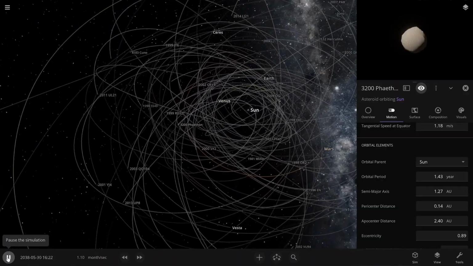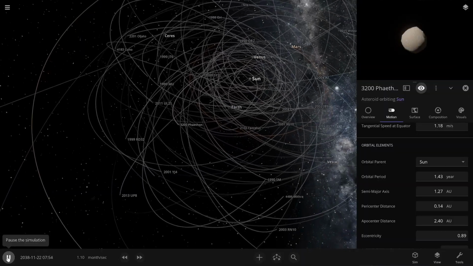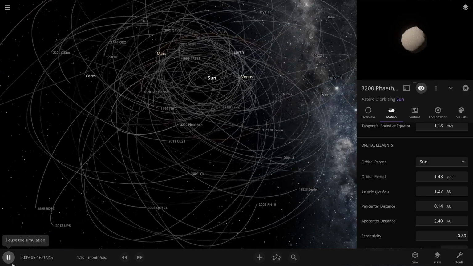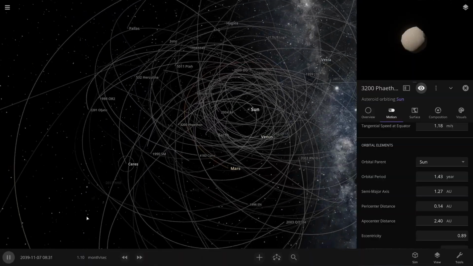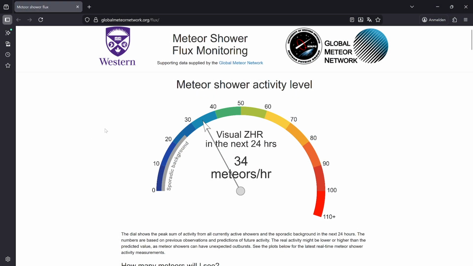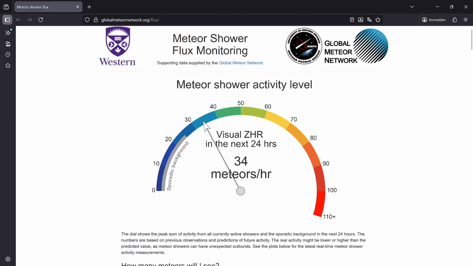Long story short, I would say, between the 13th and 14th of December in the night, go outside, have a look there. And if you really want to see whether it's worthwhile or not, I would suggest having a very last view on a certain website. So let's finish here with Universe Sandbox and go to our last resource. Here on globalmeteornetwork.org/flux, we see currently, considering different observations, the number of meteors, the visual zenithal hourly rate in the next 24 hours, which is currently at around 34.